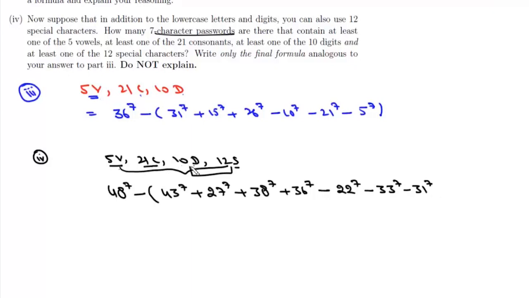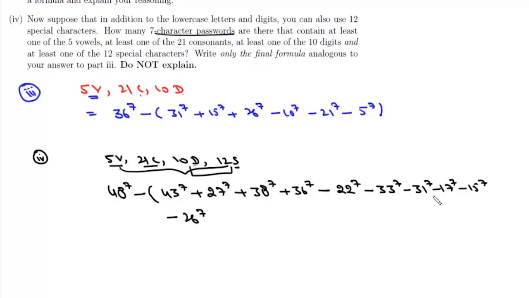Now if consonants and digits are missing, then we'll have 17 choices. So it will be 17 to the power 7. And if consonants and special characters are missing, then we'll have 15 choices. So there will be 15 to the power 7. And finally, if D and S are missing, then we'll have 26 cases. So there will be 26 to the power 7.